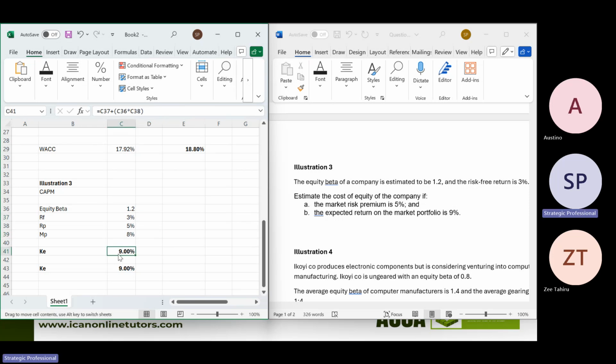Let me use that first one. They will still go ahead and use 1.2 plus C36. C36 is supposed to be the market risk premium, 5%. On the second formula, instead of using C39 in this place to get the market portfolio, they will use this 5%, which is the market risk premium.